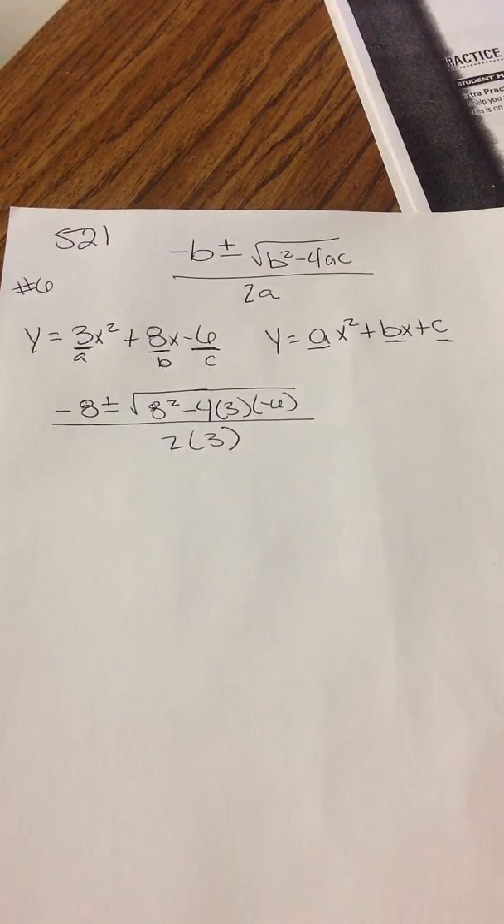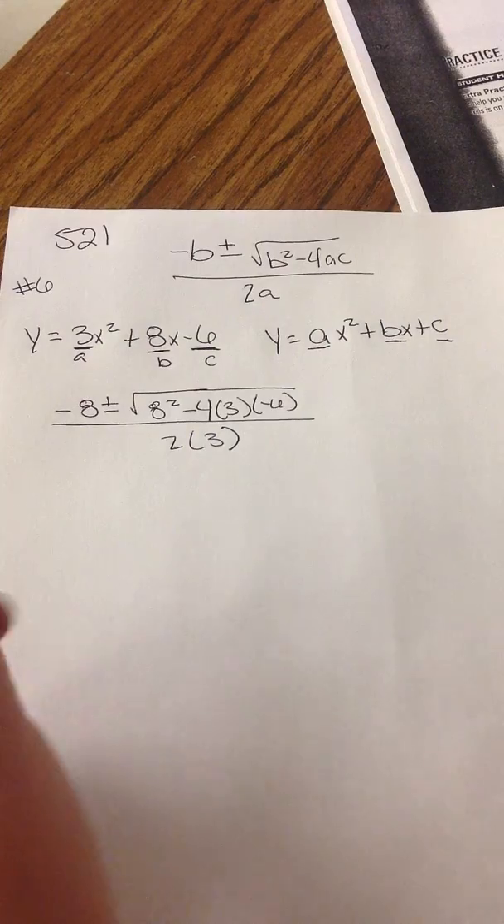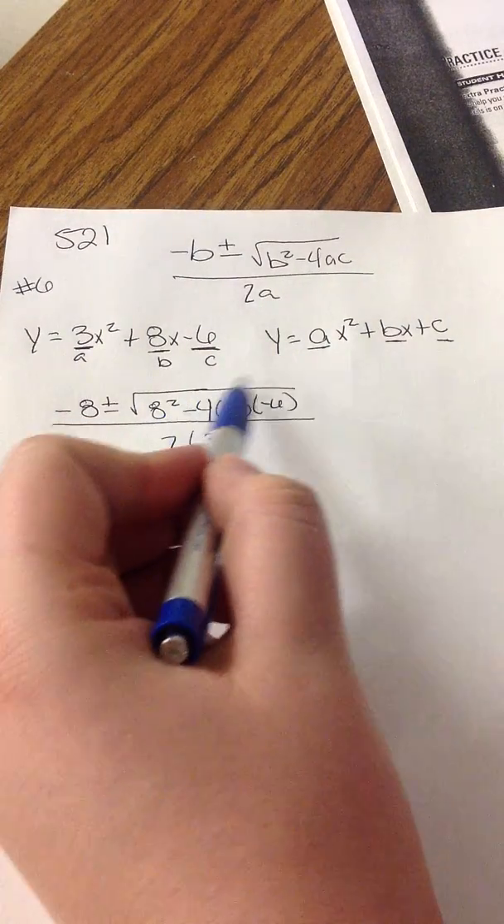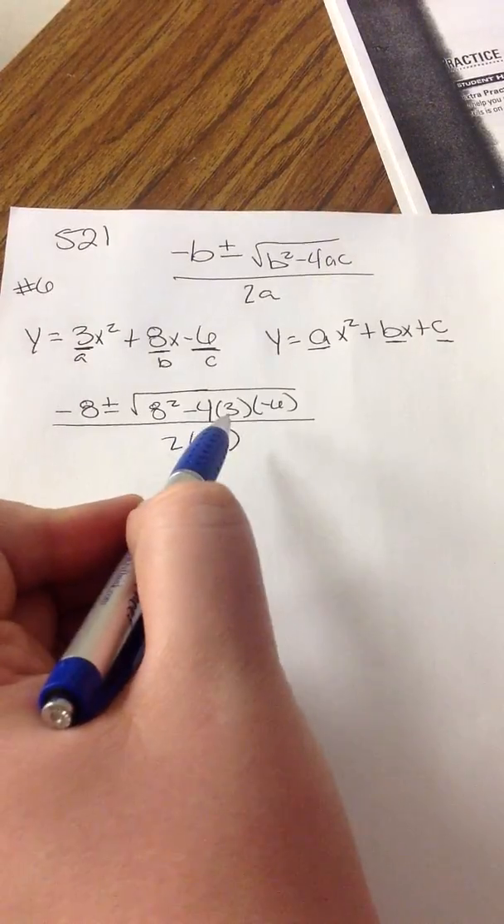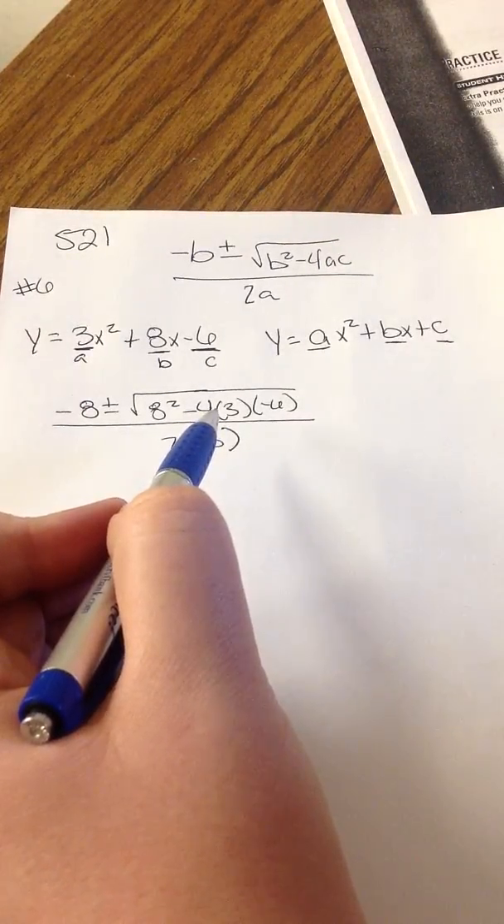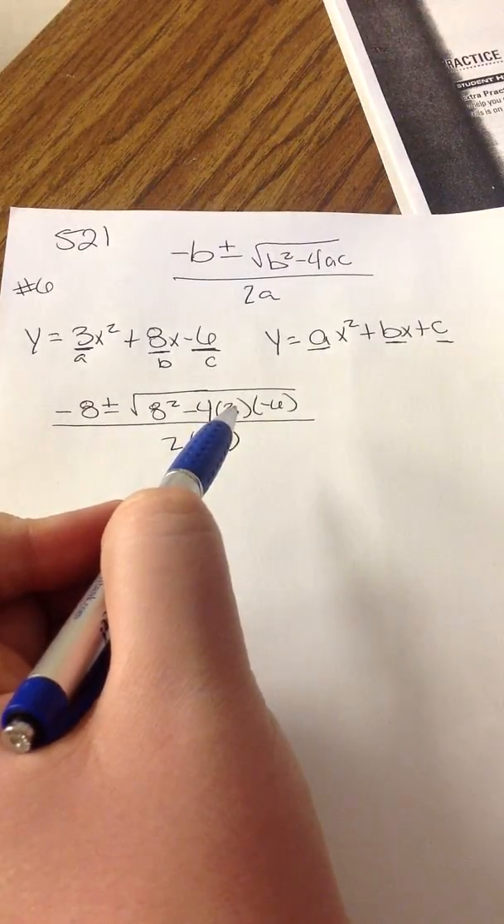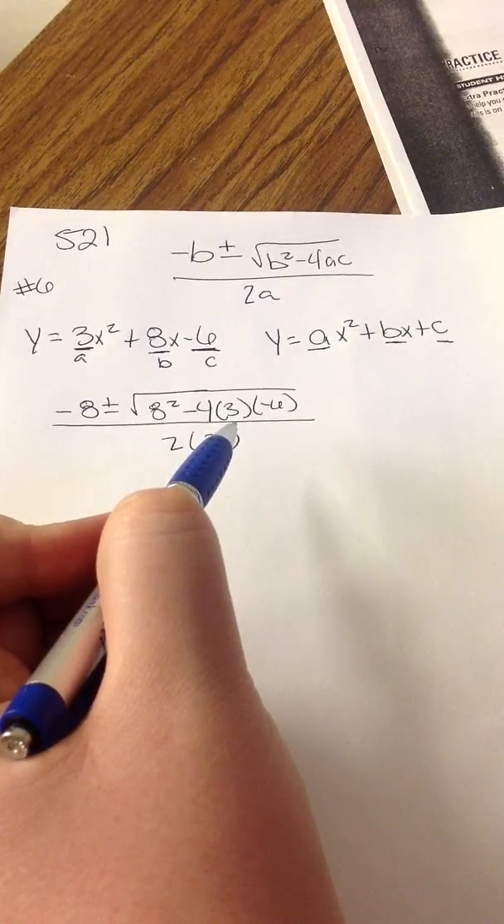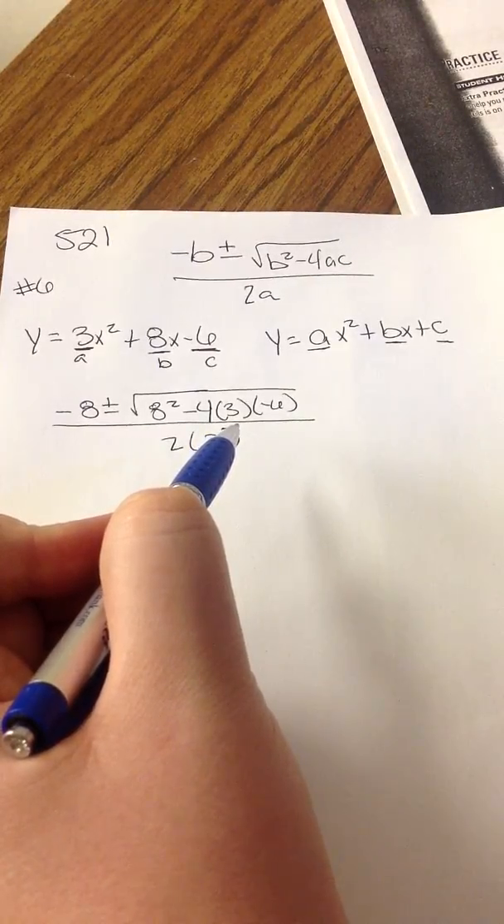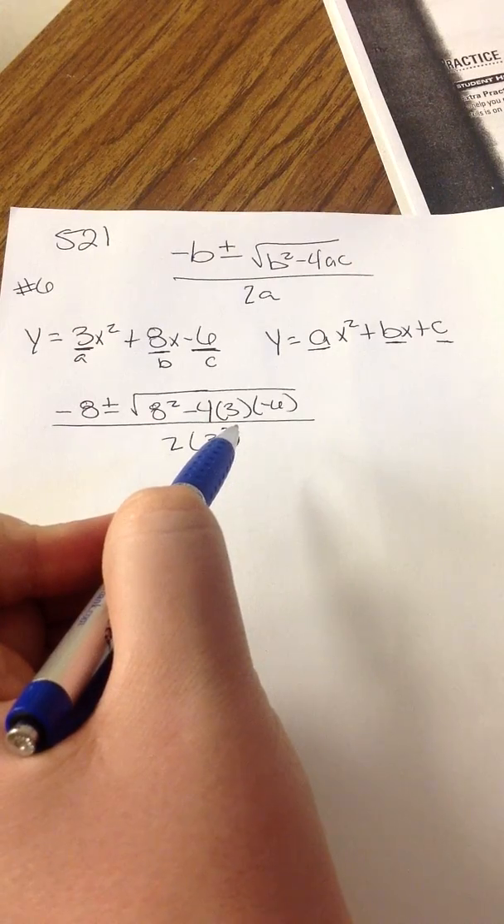So now all you have to do is start cleaning it up. What's something that we could easily do here? Multiply the 2 by the 3, okay? I could also work up here and start multiplying these out. So what's negative 4 times 3? Negative 12. And negative 12 times negative 6 is... negative 12 times negative 6, 72.